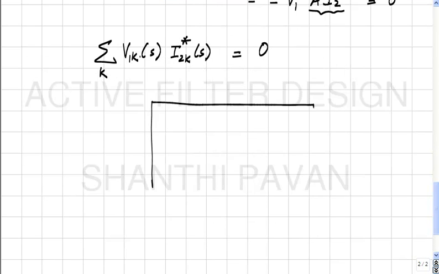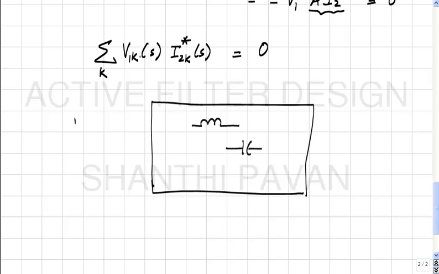The only reason I brought in s is because we are trying to figure out the properties of the driving point impedance of an LC network. So it's an LC network.